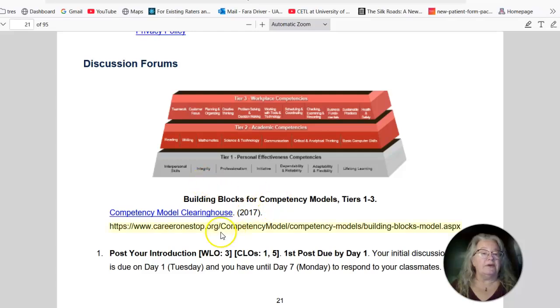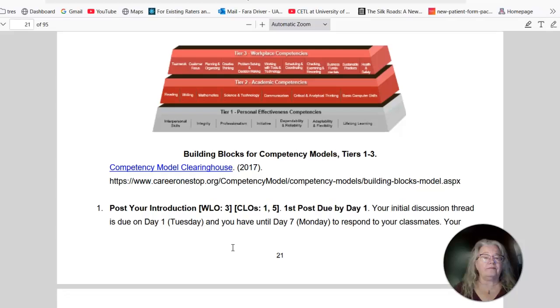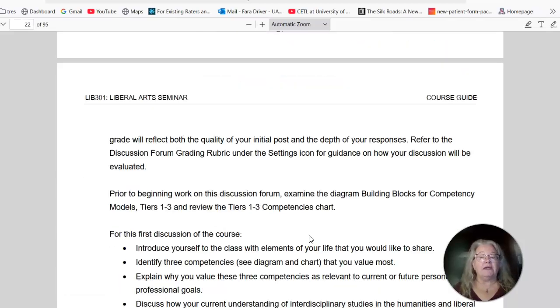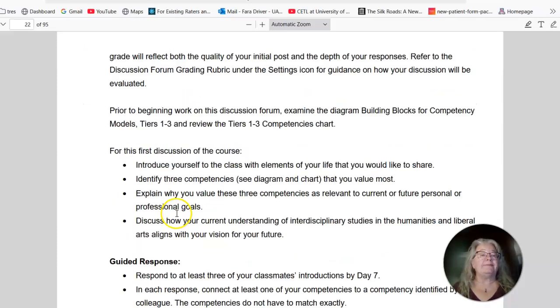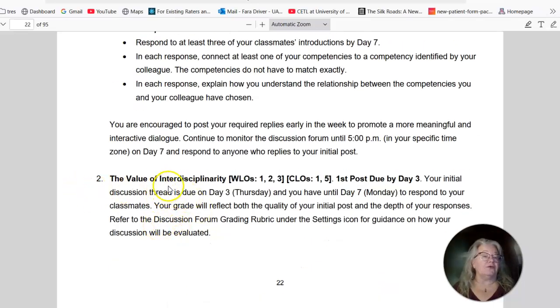But notice again here, we have your WLOs. Post your introduction aligns with weekly learning outcome number 3, and then CLOs 1 and 5. So I'll be looking at those WLO and CLO stipulations when I'm grading your discussions and all of your assignments. Your first big discussion, the value of interdisciplinarity, WLOs 1, 2, and 3, so it's going to hit all three of those, and then CLOs 1 through 5.